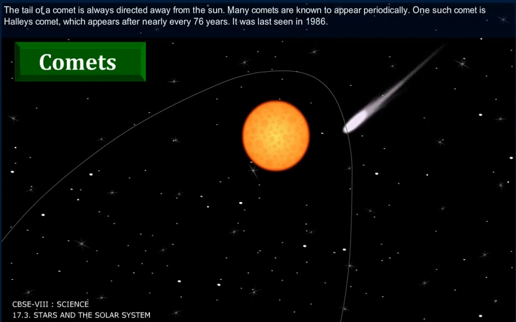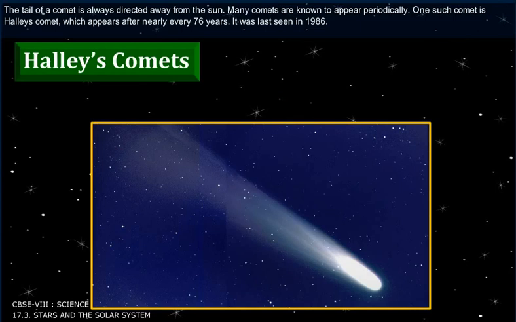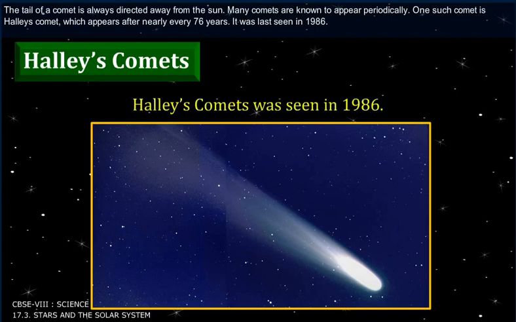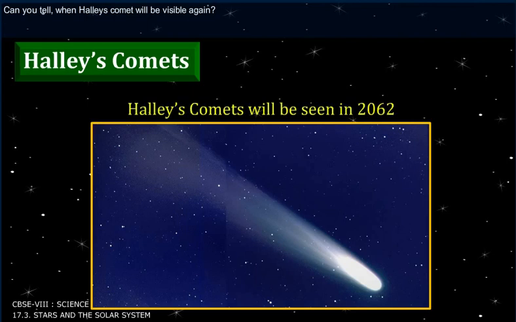The tail of a comet is always directed away from the Sun. Many comets are known to appear periodically. One such comet is Halley's Comet, which appears after nearly every 76 years. It was last seen in 1986. Can you tell when Halley's Comet will be visible again?